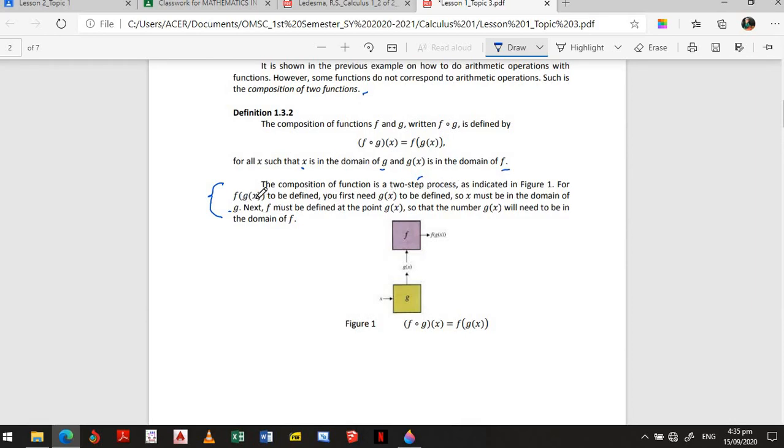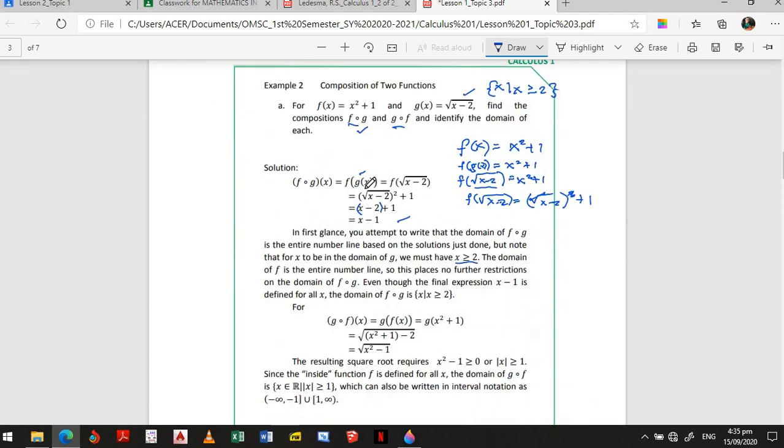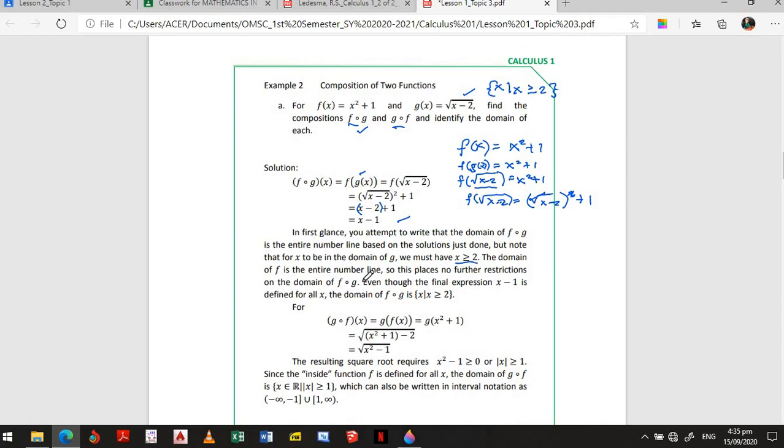In order for our function f of g of x to be defined, you first need g of x to be defined, so that x must be in the domain of G. Then f must be defined at the point g of x, so that the number g of x will need to be in the domain of f. So, in order for our g of x to be in the domain of f, we need first to define the domain of our g of x. So, the domain of our g of x is a set of x such that x is greater than or equal to 2. Here, the domain of f is the entire number line since this is a polynomial.